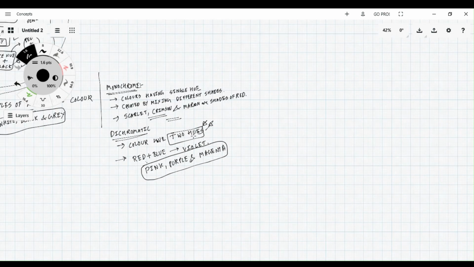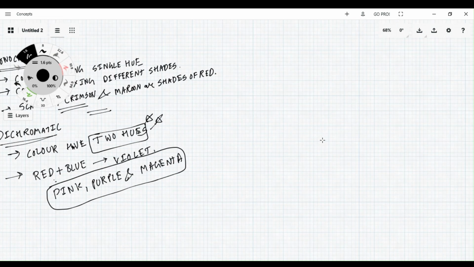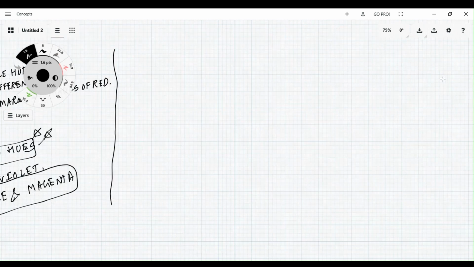So coming to the next topic, guys, we have seen achromatic, monochromatic, then dichromatic. Now coming to the next topic, I will explain you something about pastel colors. So what are pastel colors?